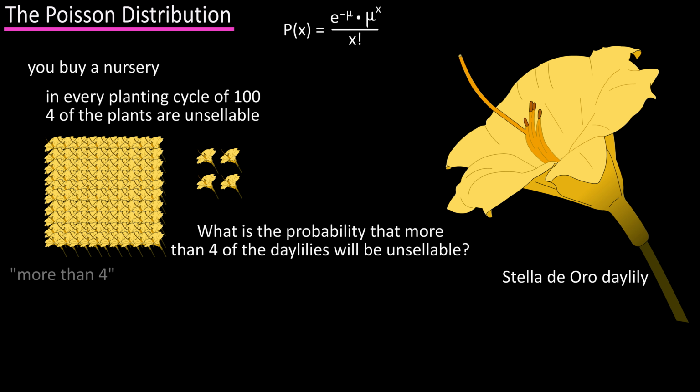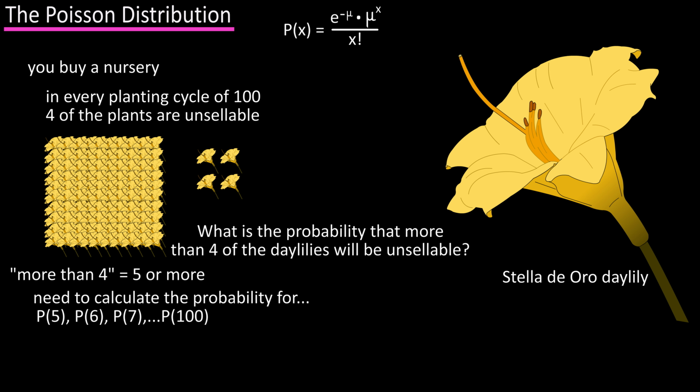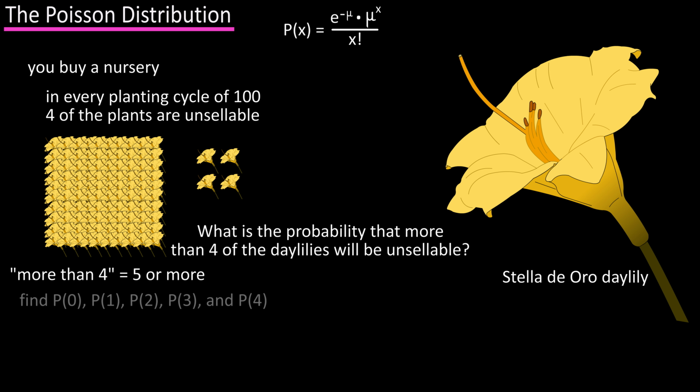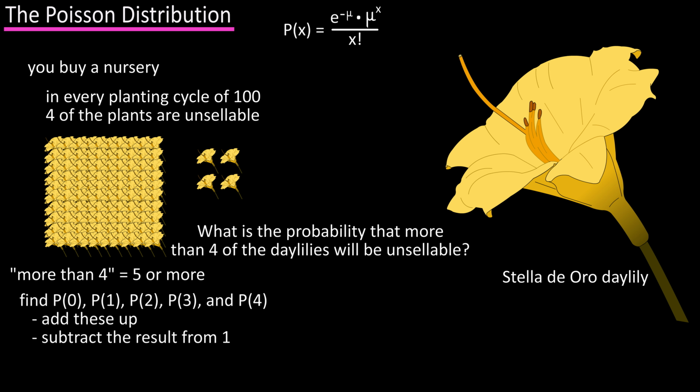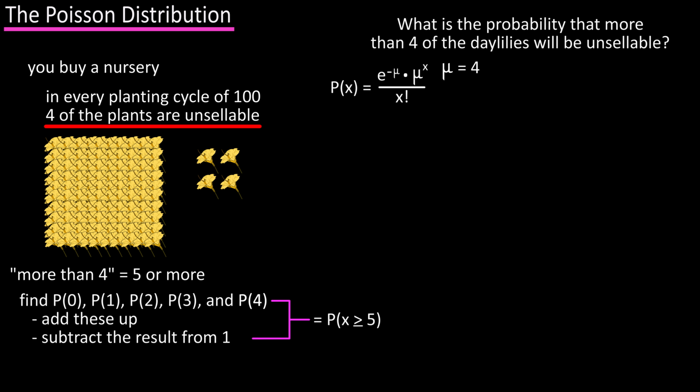So this question says more than 4, which means 5 or more. Since you plant 100 daylilies in a cycle, you will need to calculate the probability of 5, of 6, of 7, and so on up to 100, and then add them up, which would not be efficient. Instead, we can find the probability of 0, 1, 2, 3, and 4, and then add them up and subtract that probability from 1 to get the probability of 5 or more. So we know the mean is 4. That was given to us.